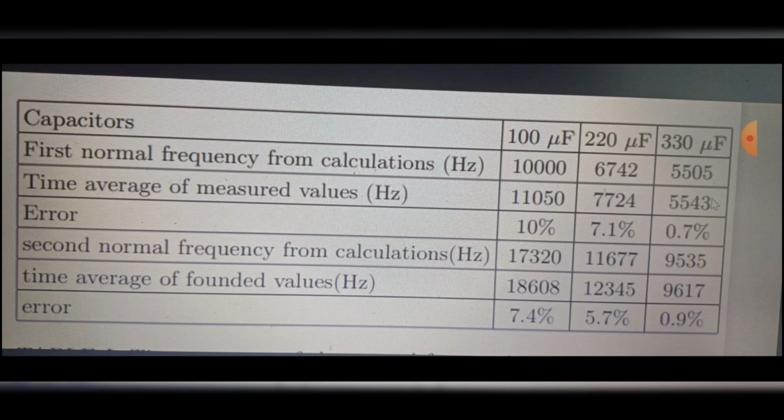And as you can see, the circuit with a 330 microfarad capacitor has the closest normal frequencies to the theoretically calculated normal frequencies. For this particular reason, it was used in the next part of the experiment, where the system was put into an arbitrary initial condition by charging the capacitors in such a way that differed from the normal mode configurations.